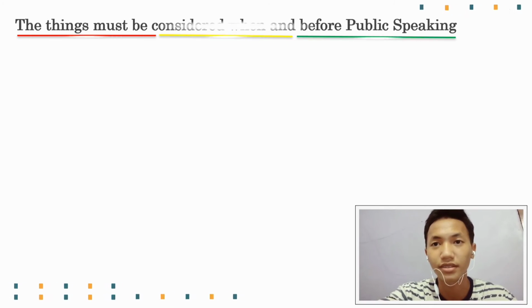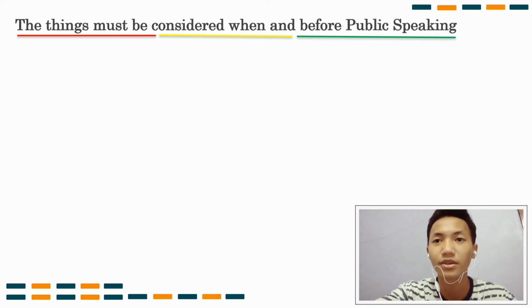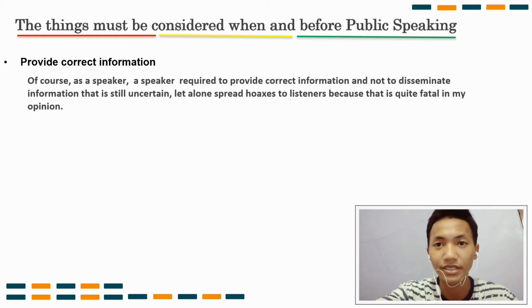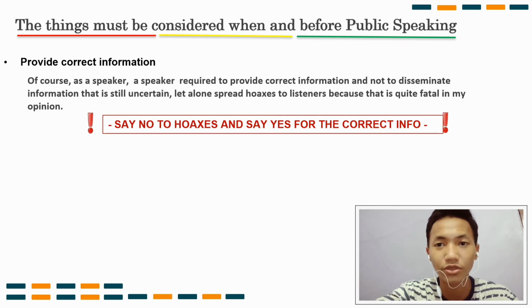The next are still things that must be considered when and before public speaking. 3. Provide correct information. Of course, a speaker is required to provide correct information and not to disseminate information that is still uncertain, let alone spread hoaxes to listeners, because that is quite fatal in my opinion. Say no to hoaxes and look for the correct information.